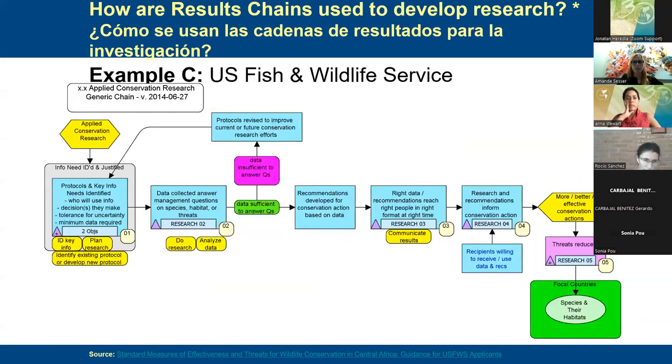Here is a little bit more complicated example, a little bit closer to reality. We know that it sounds simple in our heads, but once we start to write it down on paper, things can get pretty complicated quickly. So here we have our applied conservation research. We have identified key information, we have a plan for doing the research, and we have identified new protocols or want to develop new protocols. So then the first outcome is that we've identified protocols and key information.